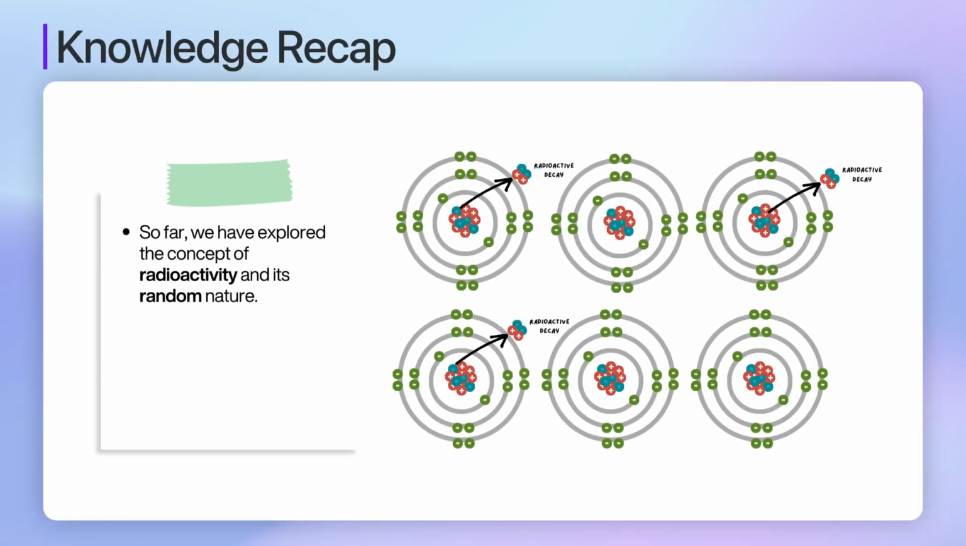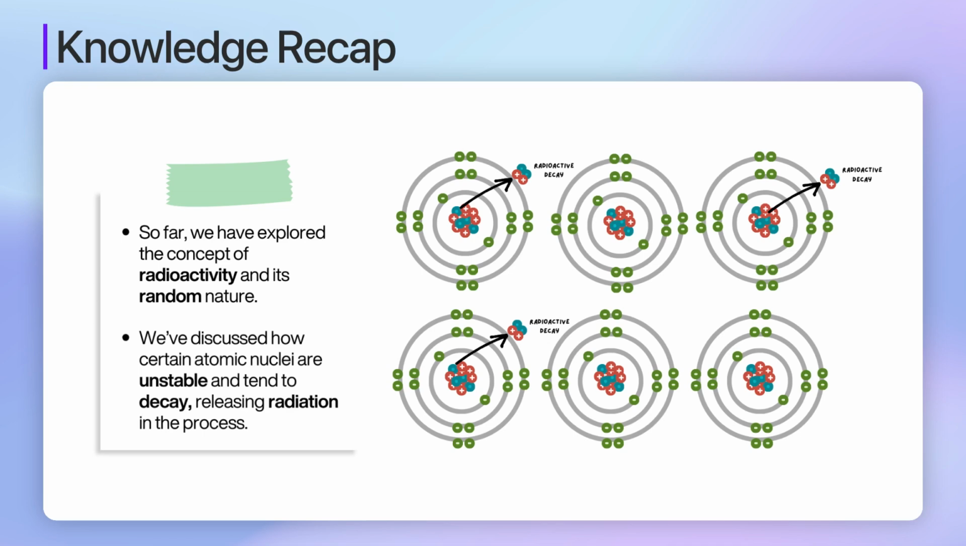So far, we have explored the concept of radioactivity and its random nature. We've discussed how certain atomic nuclei are unstable and tend to decay, releasing radiation in the process. Building on this foundation, we can now introduce the concepts of activity and count rate. These new ideas will advance our understanding of physics by allowing us to quantify and measure the decay processes of radioactive substances and understand their practical applications more thoroughly.